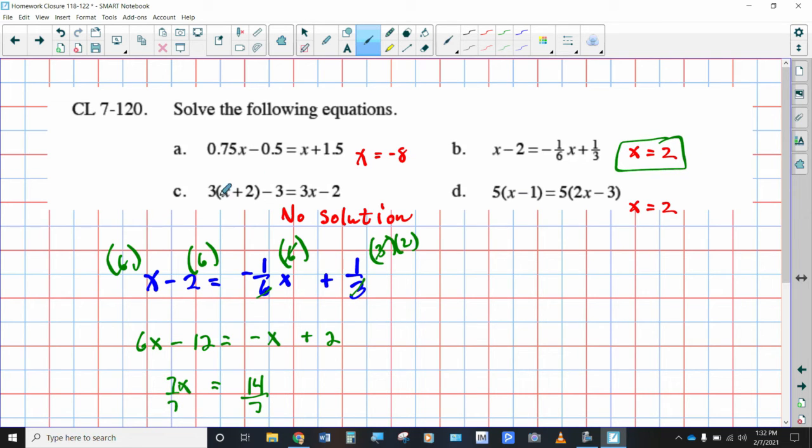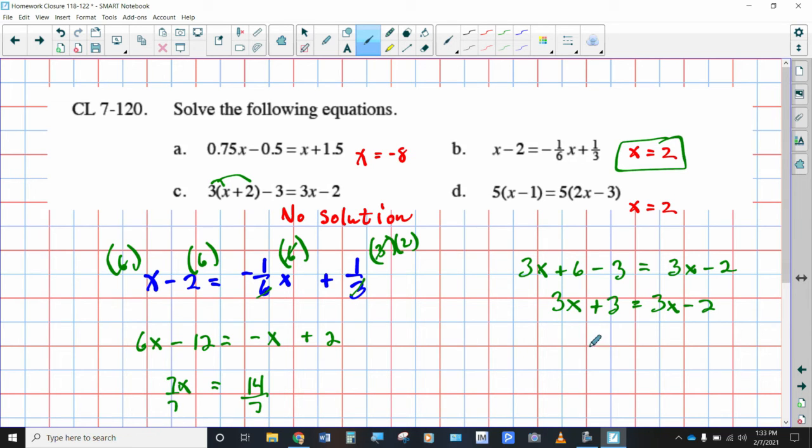Now for this one, let's start by sending in the dive bombers. And this multiplier only applies to what's inside the parentheses. So that's going to be 3x plus 6. And that minus 3 was not affected by the distributive property. And then you've got 3x minus 2. So when I combine like terms, this becomes 3x plus 3 is equal to 3x minus 2.